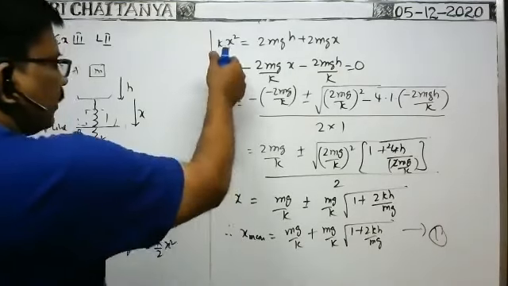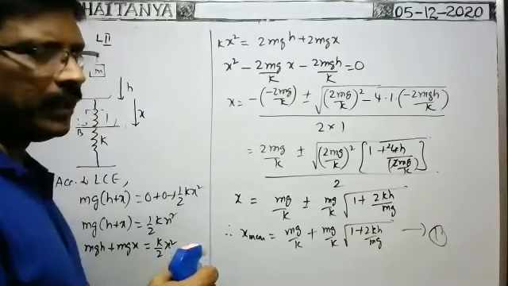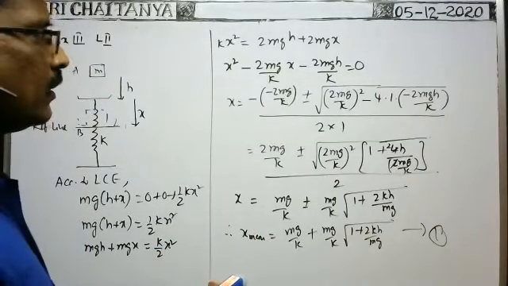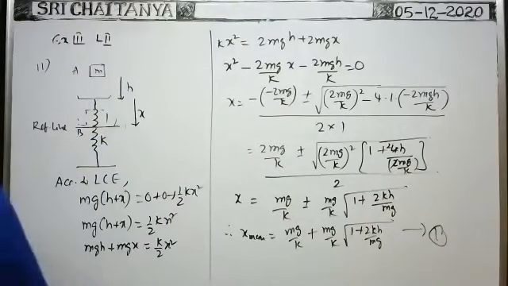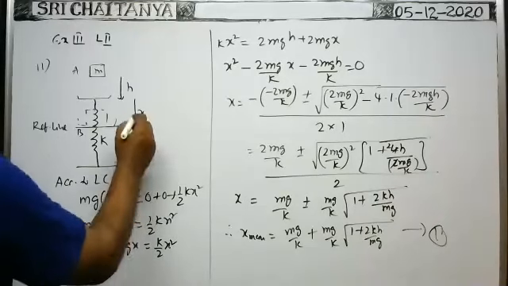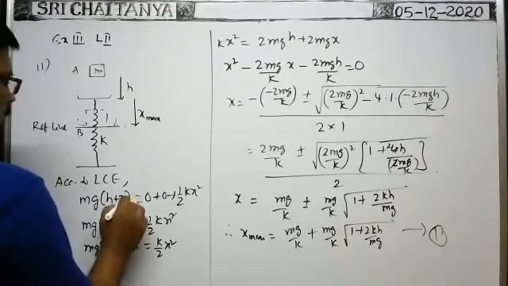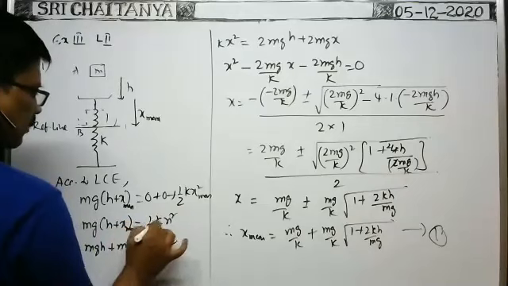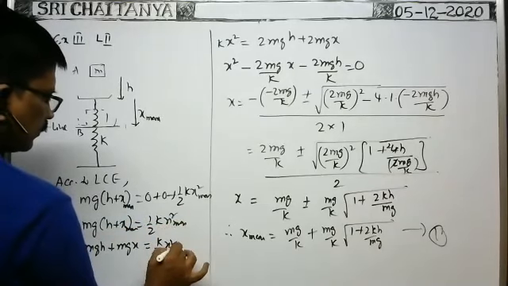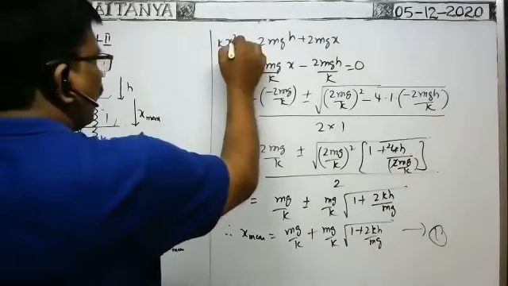Because at the equilibrium position, amplitude means the maximum displacement from the mean position, right? Mean position means equilibrium position. At that place the net force is equal to 0. Okay, note this one. This is the maximum compression of the spring, x max. Maximum compression of the spring is this one, x max. Right, here all these are x max.